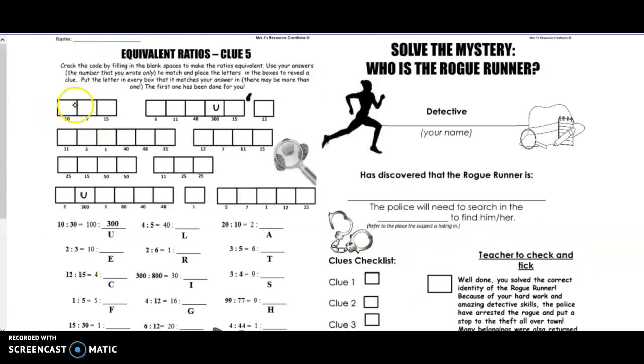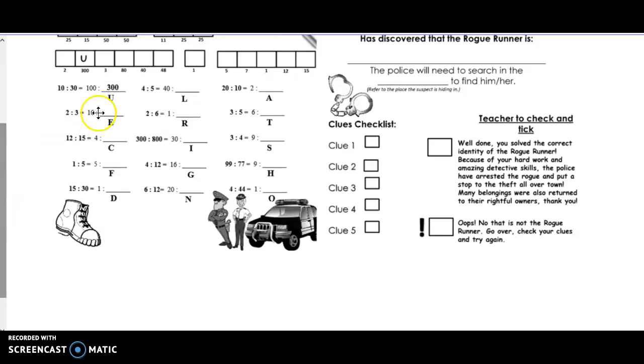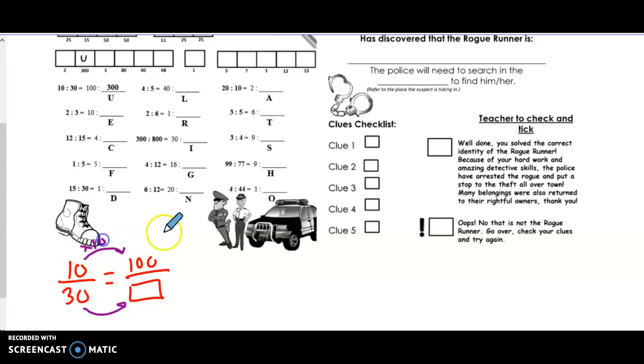All right, so equivalent ratios, crack the code by filling in the blank spaces. Okay, so 10 to 30 equals 100 to blank. Now they already have 300 in here. Let me show you how they got that. Write it just like a fraction. These are proportions, okay? So 10 to 30 is 10 over 30 equals 100 over blank. All right. Well, I've got to get from 30 to the blank. That means I've got to get from 10 to 100. What do I do to 10 to get 100? Multiply by 10. So 30 times 10 gives me 300. That's how they got the 300.